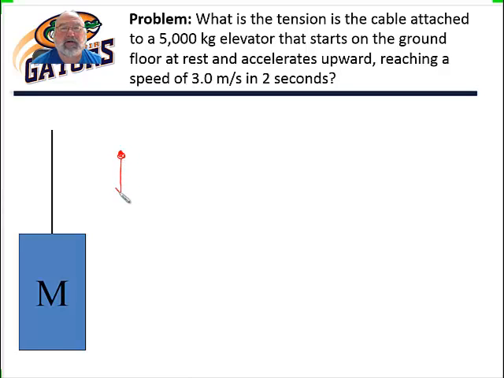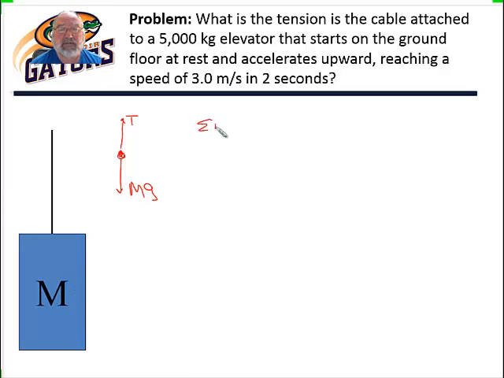Well, the elevator has a weight of mg, 5,000 kilograms times 9.8. And then there's a cable pulling on the elevator. I'm just going to call that T for tension. Those are the only two forces acting on the elevator. So let's go ahead and write the Newton's second law equation that applies to this situation. And it's all in the y direction, so we'll do that.